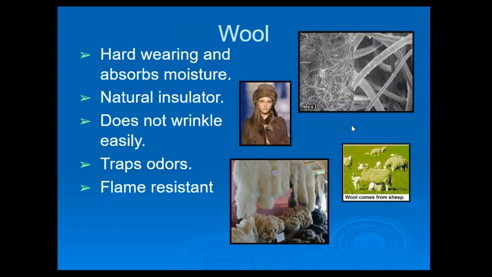Wool is hard-wearing and absorbs moisture. It's a natural insulator, does not wrinkle easily, it traps odors, and it's flame resistant. So it absorbs moisture, but it also has a very high wicking property. So it's able to absorb the moisture, pull it away from your body, and wick it out through the other end of the fiber.